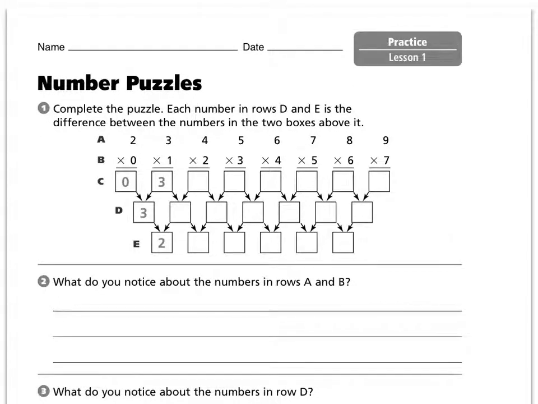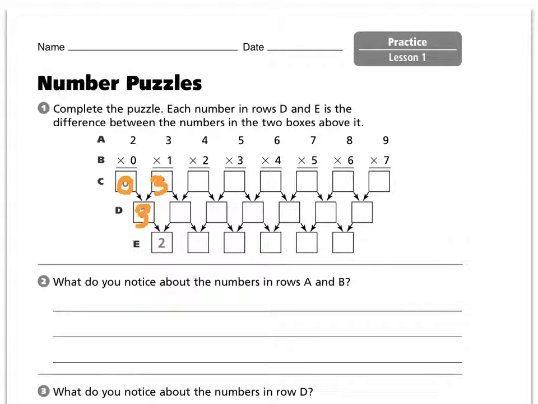Let's look at Chapter 14, Lesson 1 Practice. Number puzzles. Complete the puzzle. Each number in row D and E is the difference between the numbers in the two boxes above it. So for 2 times 0, you get 0, and 3 times 1, you get 3. You take the difference, and you end up having 3 minus 0, which is 3.